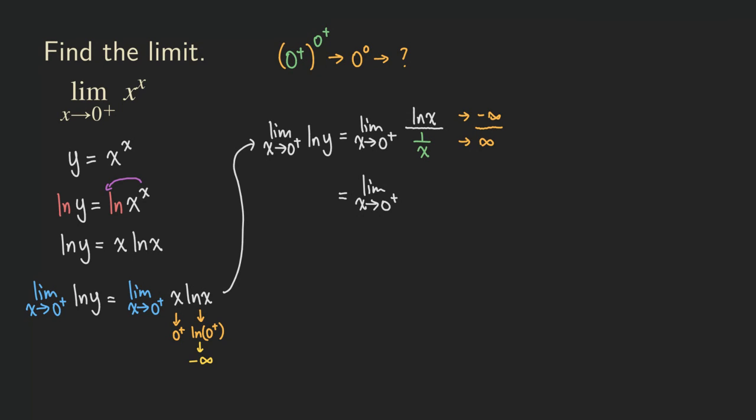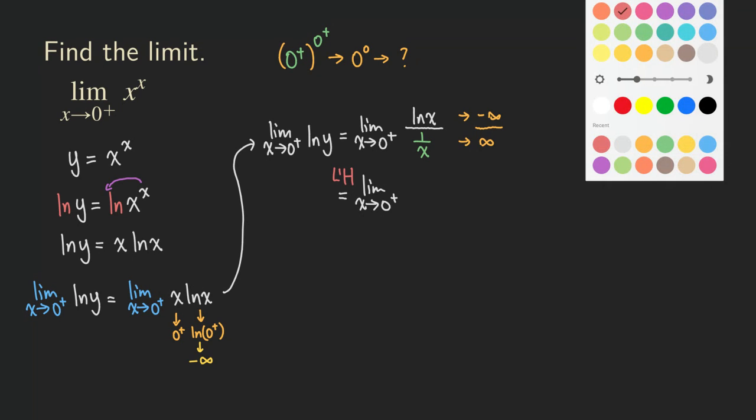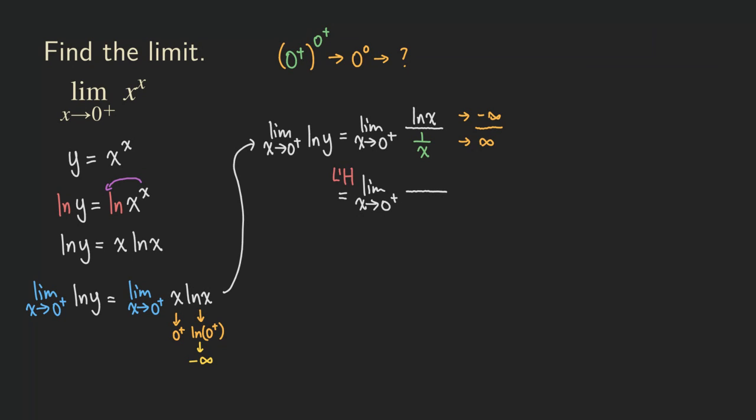Then what happens is that we need to differentiate the numerator and the denominator separately. When we take the derivative of Ln of x, we are going to get 1 over x here. And when we take the derivative of the denominator, we are going to get negative 1 over x squared.